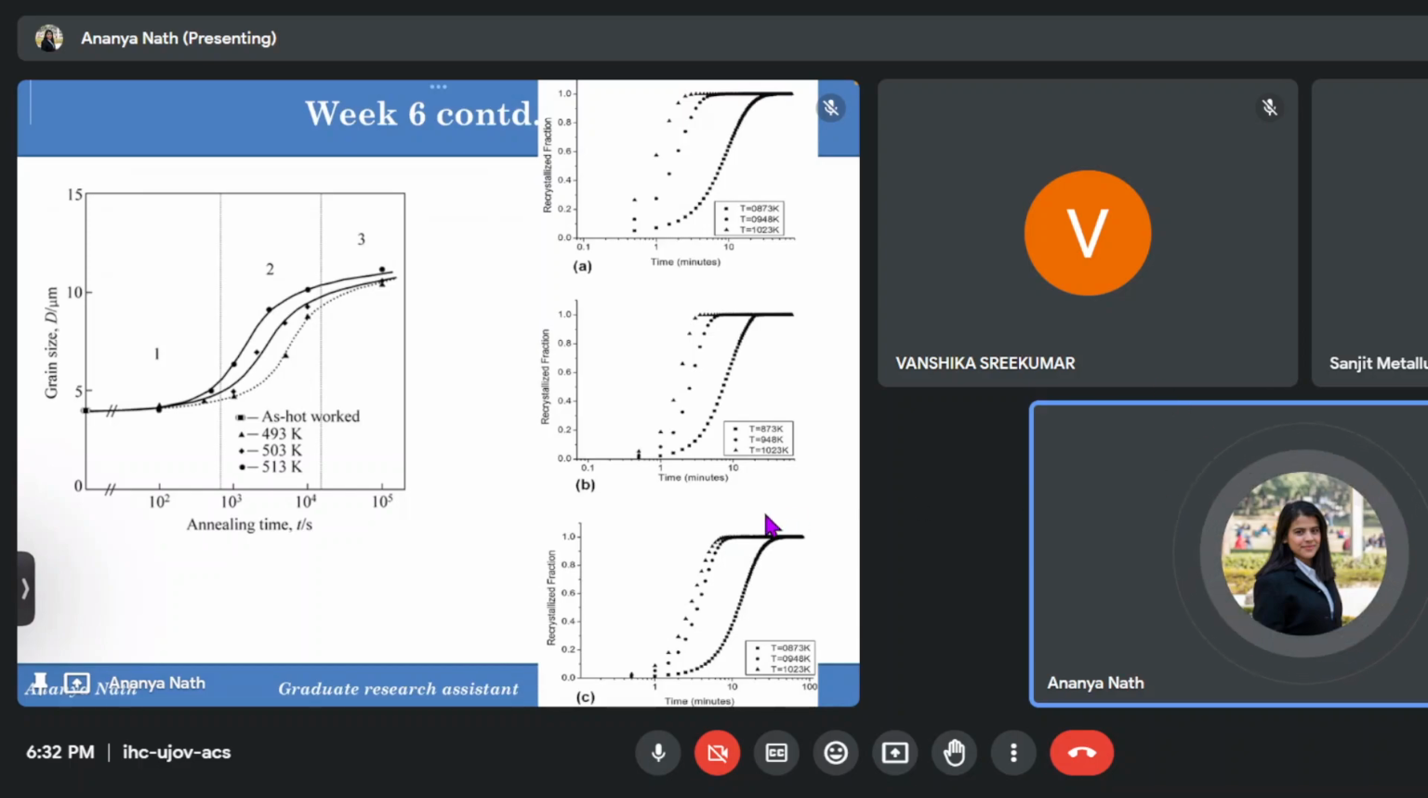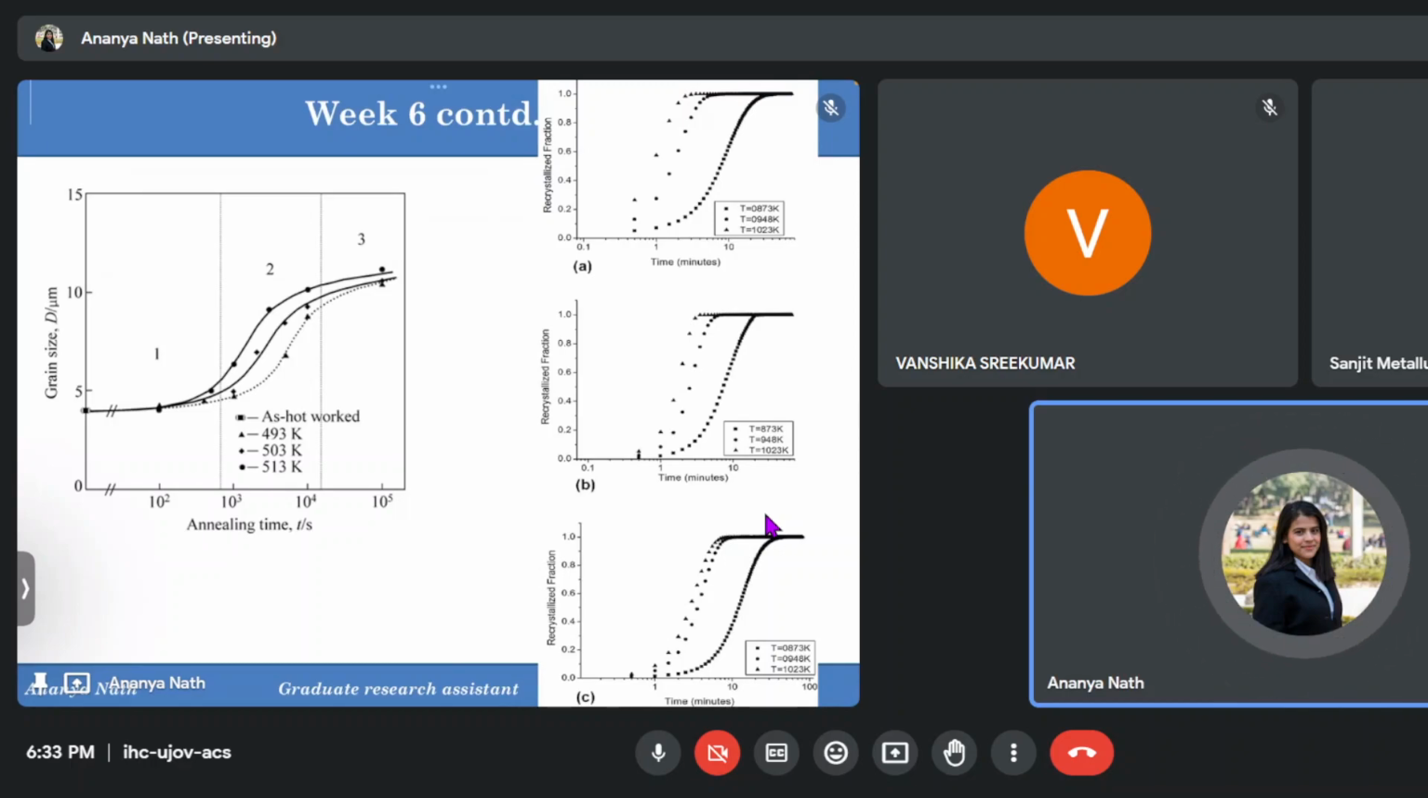Okay, it's showing us a graph between the annealing time and the grain size. It's related to the previous lecture, but I found this graph really interesting so that you can get some idea about it. The next is this recrystallization fraction, meaning how much is recrystallized. We said now 50% volume will be recrystallized. So this is what we are getting.